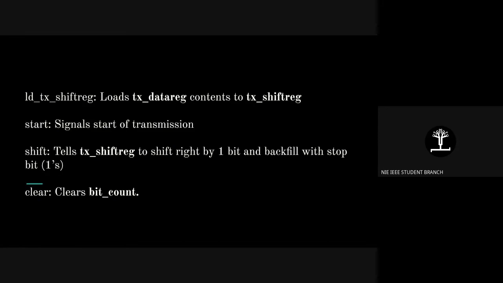Then there is something called a shift. This is a signal which tells the shift register, TX shift reg, to shift right by 1 bit. We are doing a right shift here, and in parallel, behind it, it will fill with ones. So once the whole byte is sent, the whole shift register gets filled with ones, and finally we have a signal that is clear. When that is asserted, the bit count, which used to count till 9, gets cleared and goes back to 0.